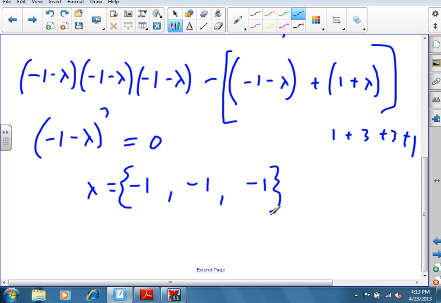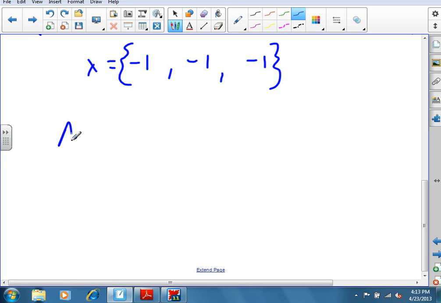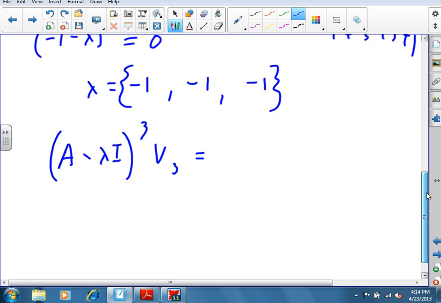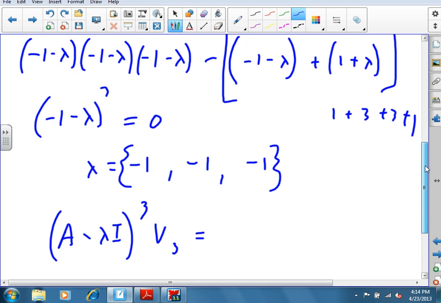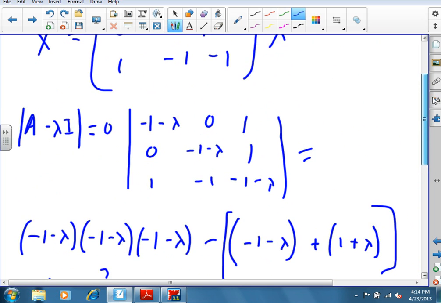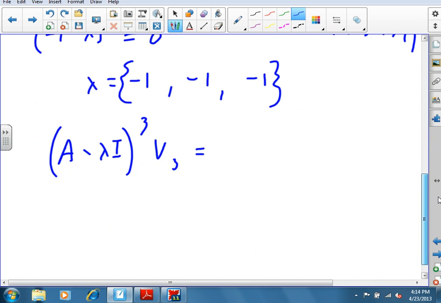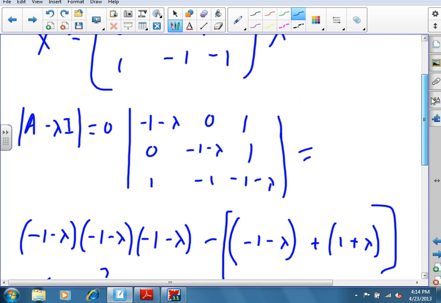All right, so we have to do it again. Okay. So we have to go and take A minus lambda I cubed times V3. That's what we have to do. A minus lambda I, and so on. Okay, so that's the original matrix. Lambda's going to be that.